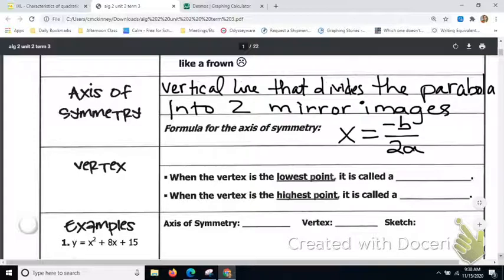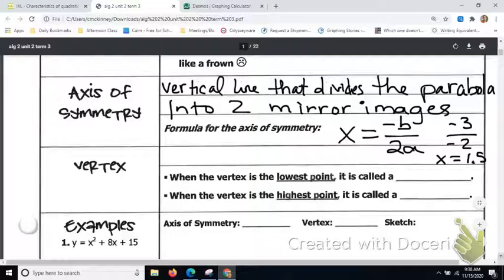The middle was a 3, so that would be negative 3. And the a was a negative 1. So negative 3 divided by negative 2, because 2 times negative 1, that's why it equaled 1.5. Or I could have left it as 3 over 2. So that's an example from above when I found the axis of symmetry was equal to 1.5.